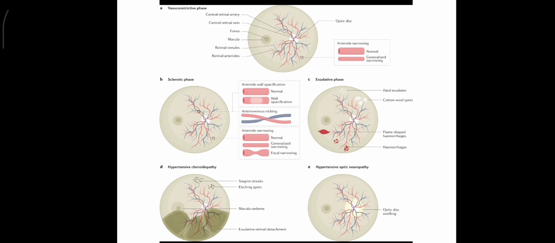What are Siegrist streaks? Siegrist streaks are linear opacities along the choroidal vessels. And your Elschnig spots, as I said, are blackish spots surrounded by a yellowish surrounding area. And the fourth stage is hypertensive optic neuropathy. That is your optic disc swelling.